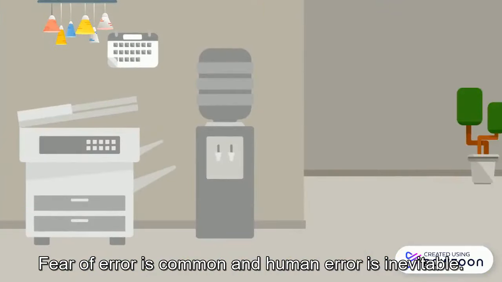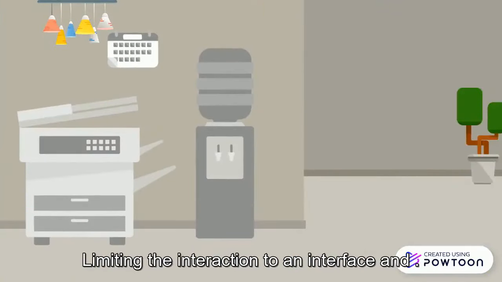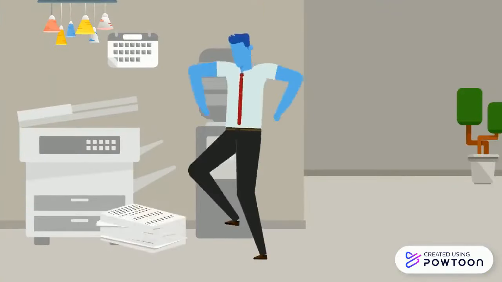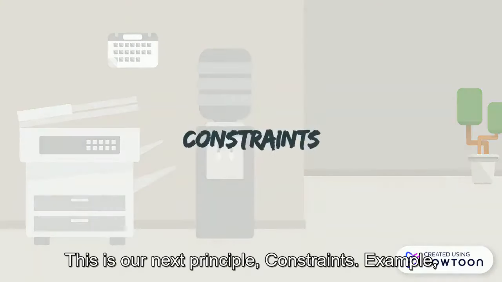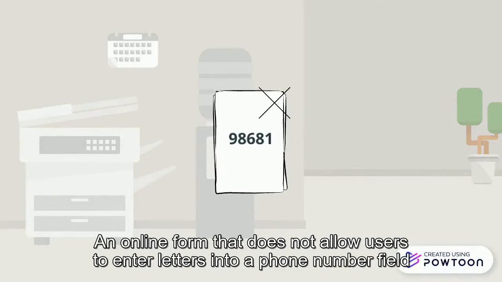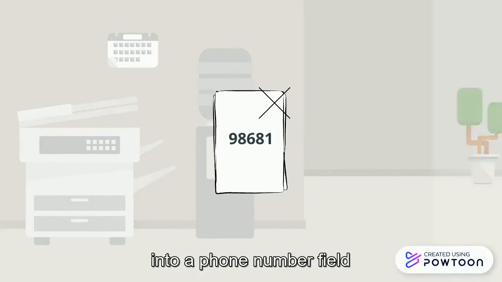Fear of error is common and human error is inevitable. Limiting the interaction to an interface and any possibility of making an error will help. This is our next principle, constraints. Example, an online form that does not allow users to enter letters into a phone number field.